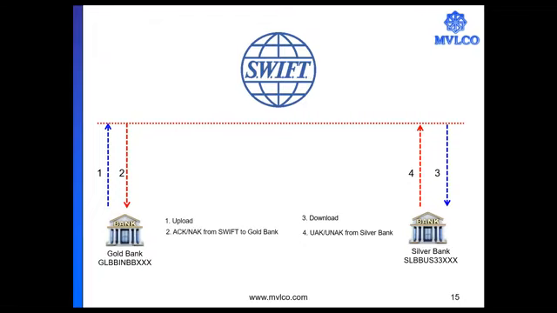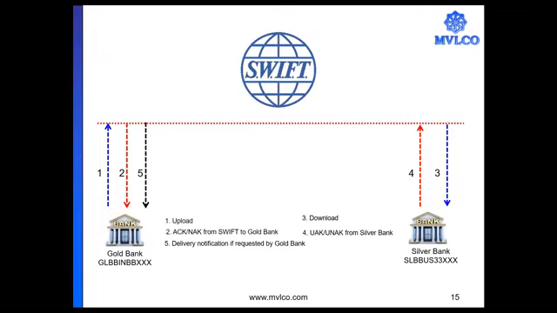If the terminal at Silver Bank is unable to grasp that message, unable to understand that message, then it will give a negative user acknowledgement, which is the UNAC. So UAK or UAC would mean that Silver Bank has received the message and accepted it for processing. UNAC would mean Silver Bank has not received the message in the proper way.